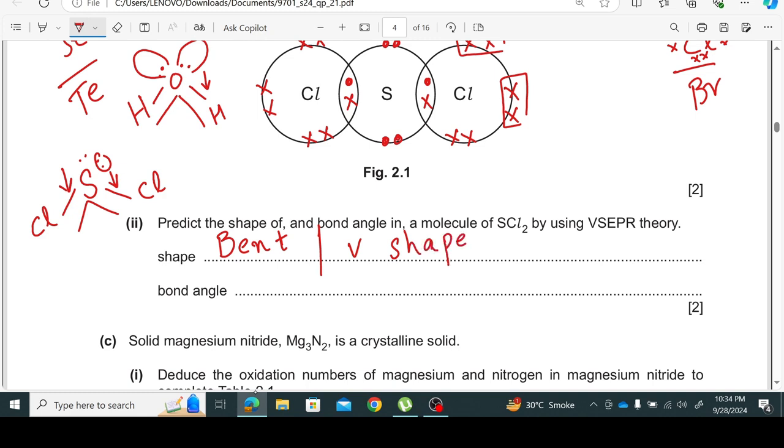So you know what the bond angle in water is? In water it is 104, I think, 104.5. And the same thing will be here: 104.5 degrees. So you will write the bond angle 104.5 degrees. Understood?